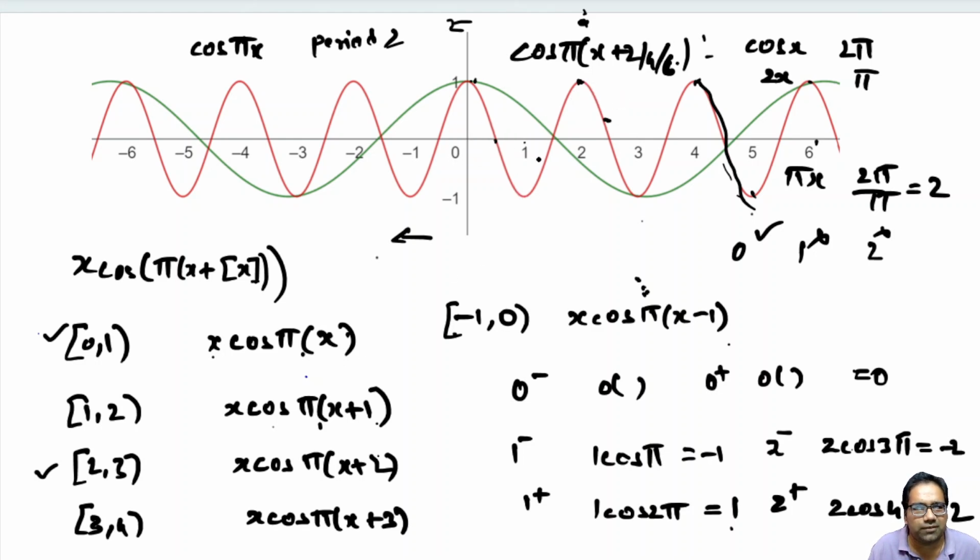If this green graph is shifted 1 unit towards the left, that means the y-axis would be somewhere here instead of here. This becomes our new y-axis, and this becomes our 0, this becomes our 1, this becomes our 2, this becomes our 3, something like this. Now, here, between 1 and 2, this is the new graph, this is 1 and 2.